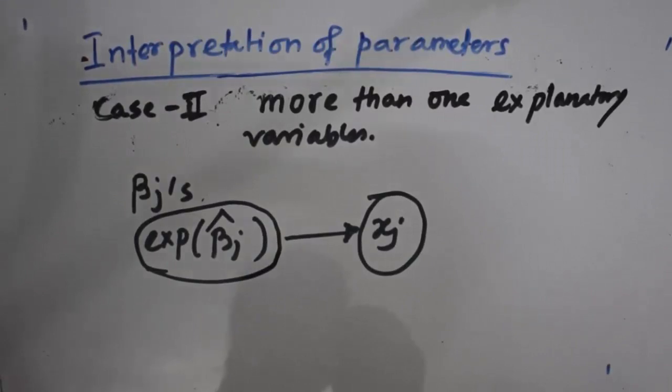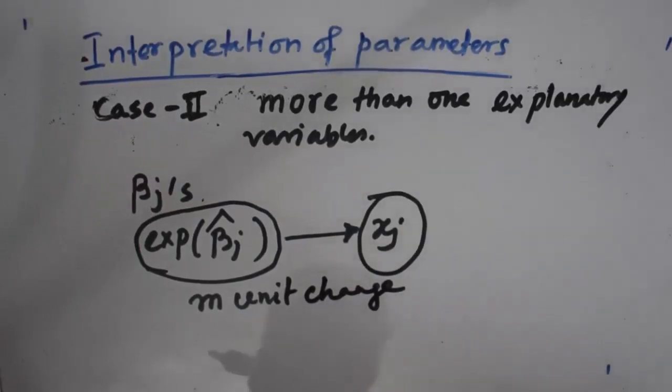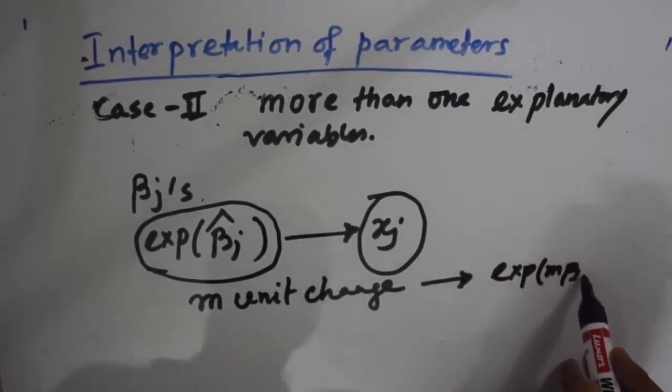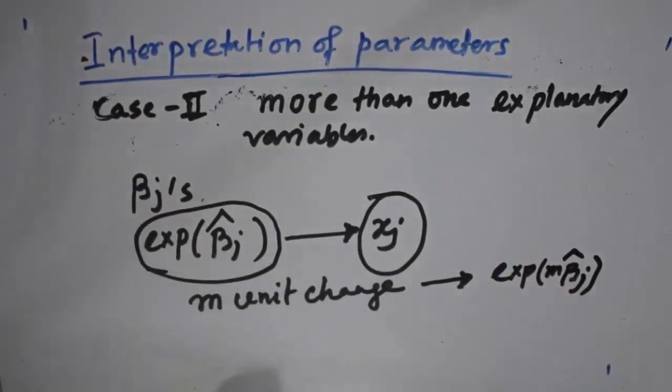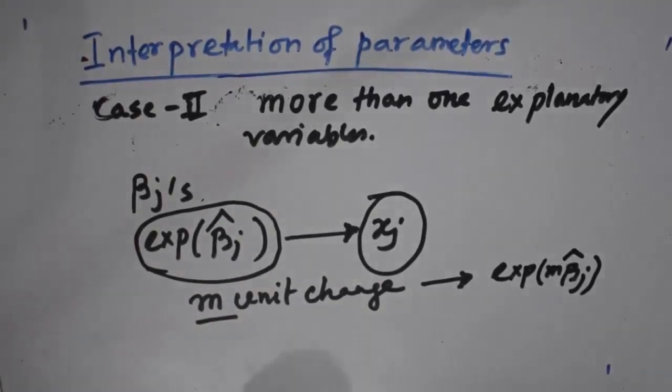If there is an m unit change in the explanatory variable, then the estimated increase in odds ratio is exp of m beta j hat. Again I repeat this thing. If there is an m unit change in the explanatory variable, then the estimated increase in odds ratio is exp of m beta j hat.